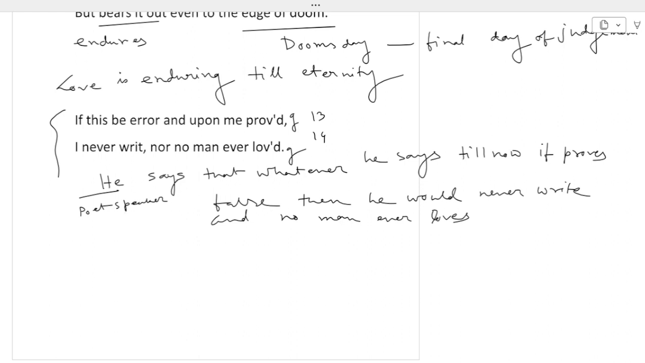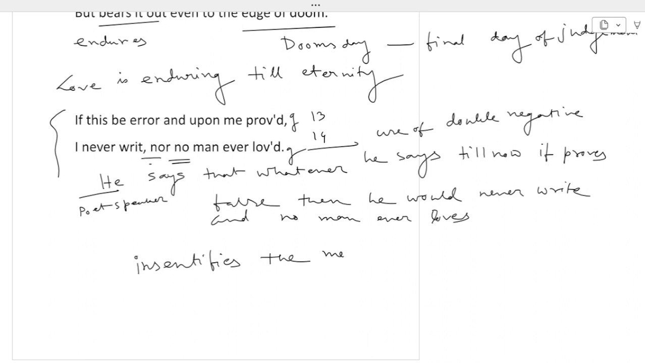So this negation, this no, again there is double no, use of double negative. You find in this line use of double negative to prove something positive, and it intensifies this. So much negation actually intensifies the message. It is vain to write, he is saying. I never writ. Writ is the archaic form of wrote, past of write.